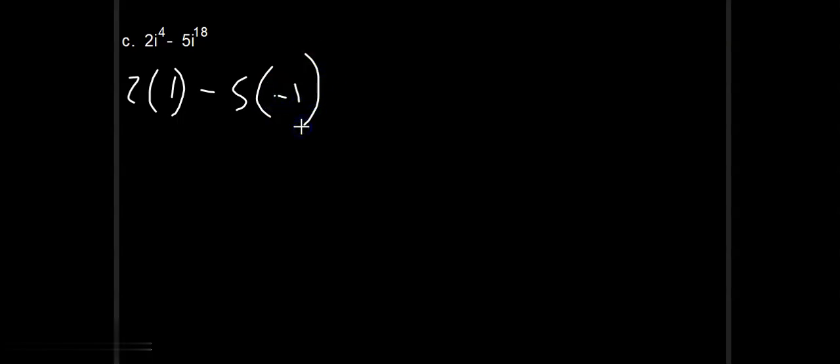So this is it then. So it will be 2 times 1. 2 times 1 is 2, and then minus 5 times negative 1 is positive, so it will be positive 5. And then your last answer should be 7. And this is it, and we're done.